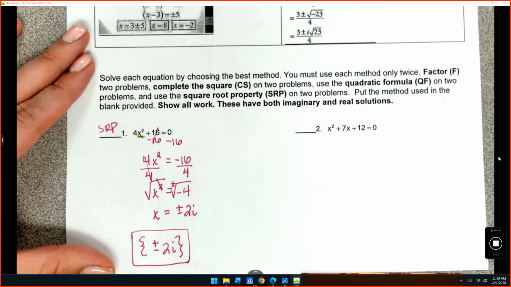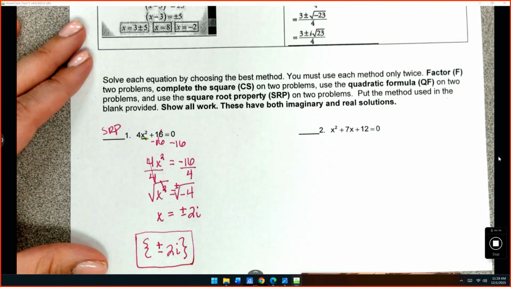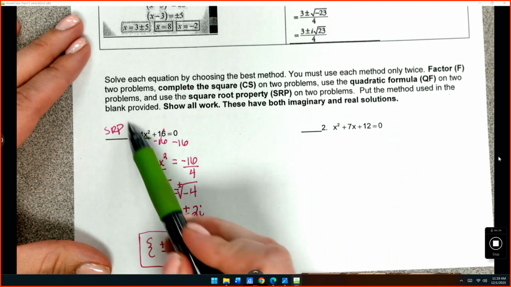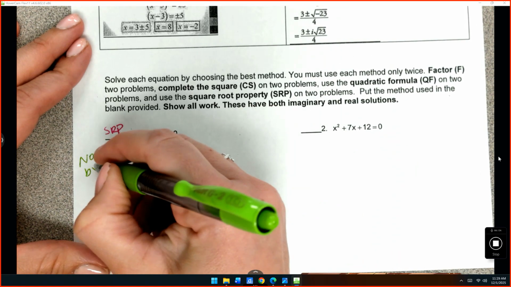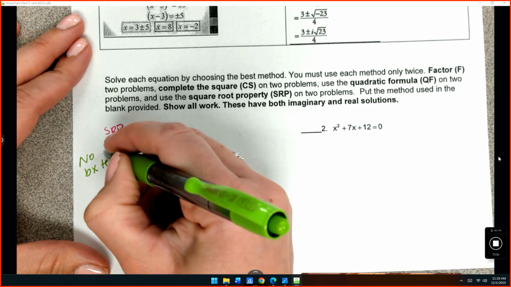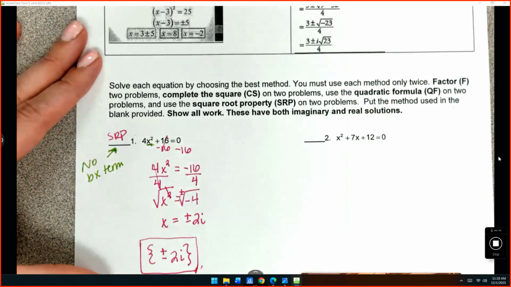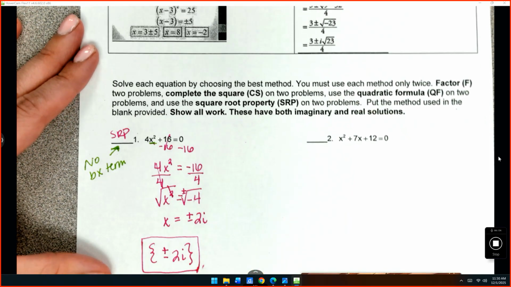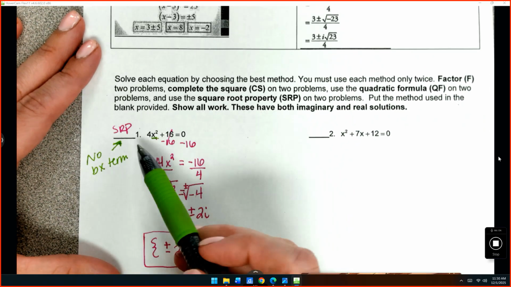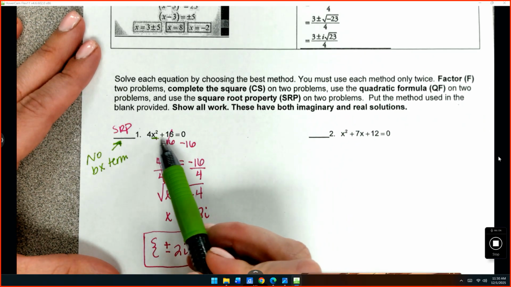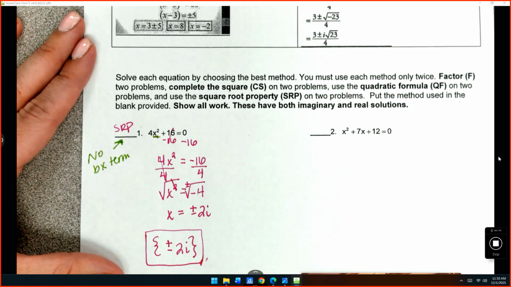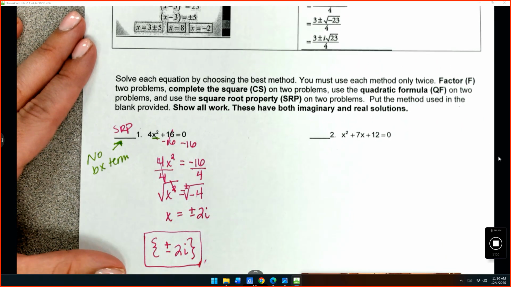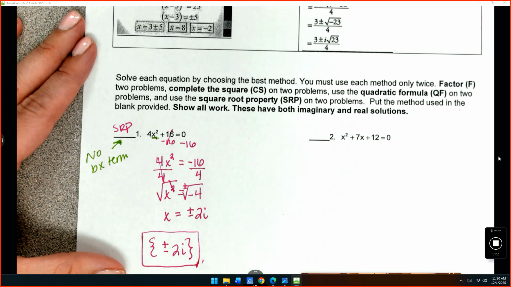Now, why did we choose the square root property for this one? Because there was no BX term. That's why we chose square root property. So when it's your job to choose one for square root property, you look for which one does not have a BX, okay? So far so good? Okay, let's look at the next one.